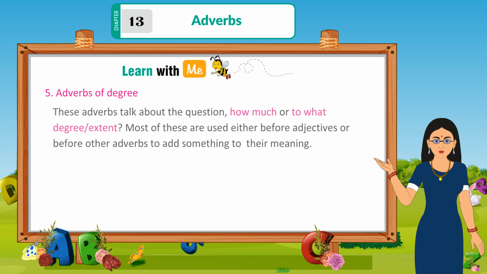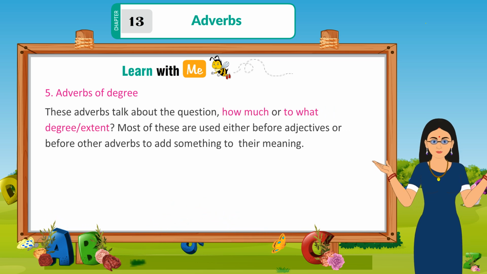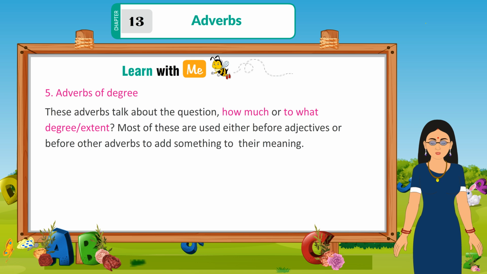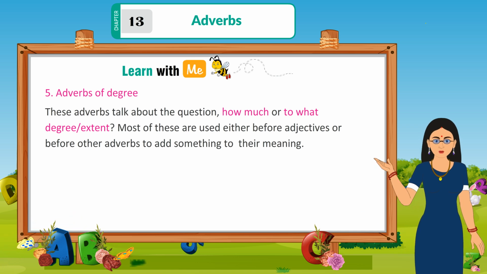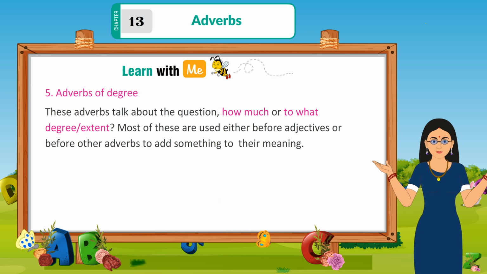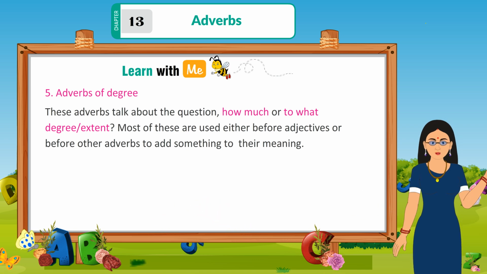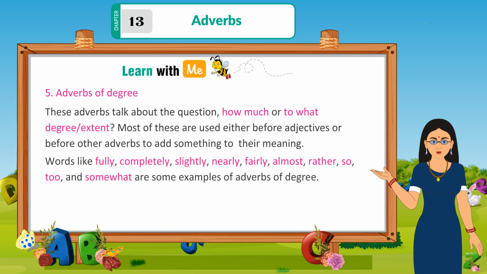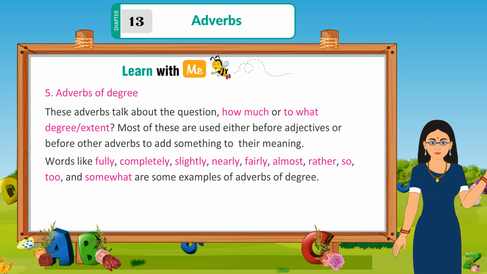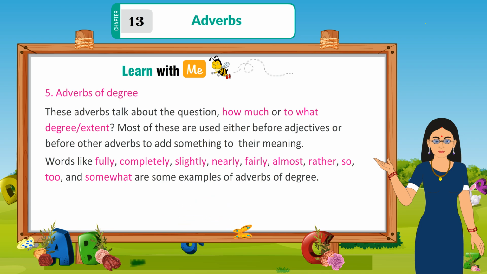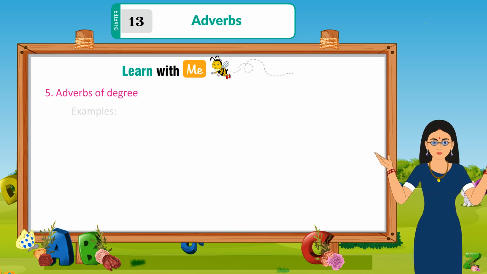5. Adverbs of degree. These adverbs talk about the question how much or to what degree or extent. Most of these are used either before adjectives or before other adverbs to add something to their meaning. Words like fully, completely, slightly, nearly, fairly, almost, rather, so, too and somewhat are some examples of adverbs of degree.